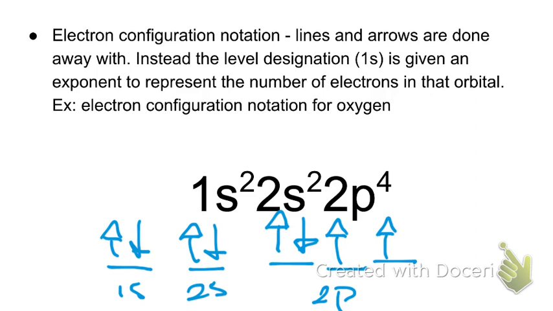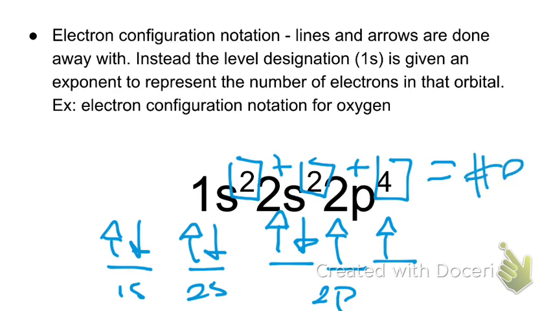When we are looking at electron configuration notation, we can double check ourselves by taking the exponents and adding them together, and their total should equal our number of electrons. So in this case, 4 plus 2 plus 2 is 8, which is how many electrons oxygen has. So this is good in terms of number of electrons.